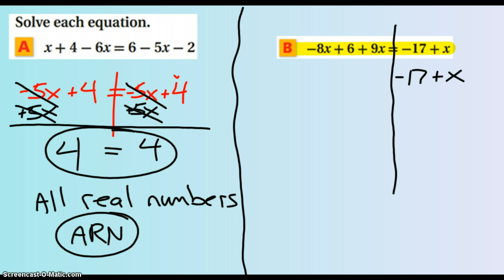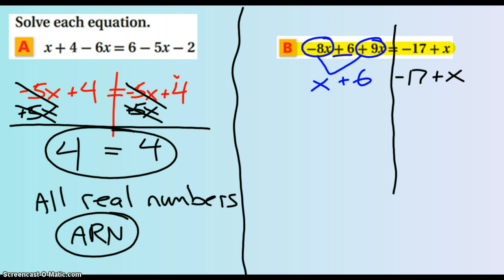But on the left side, we do have some stuff we can take a look at. So I've got negative 8x plus 9x. Remember, those symbols or signs in front of those numbers are a big deal. So I've got 9x plus negative 8x, or negative 8x plus 9x. Well, that's like 9 minus 8, which is 1, or just x. And then I also have this plus 6 hanging out that I can't combine with that.